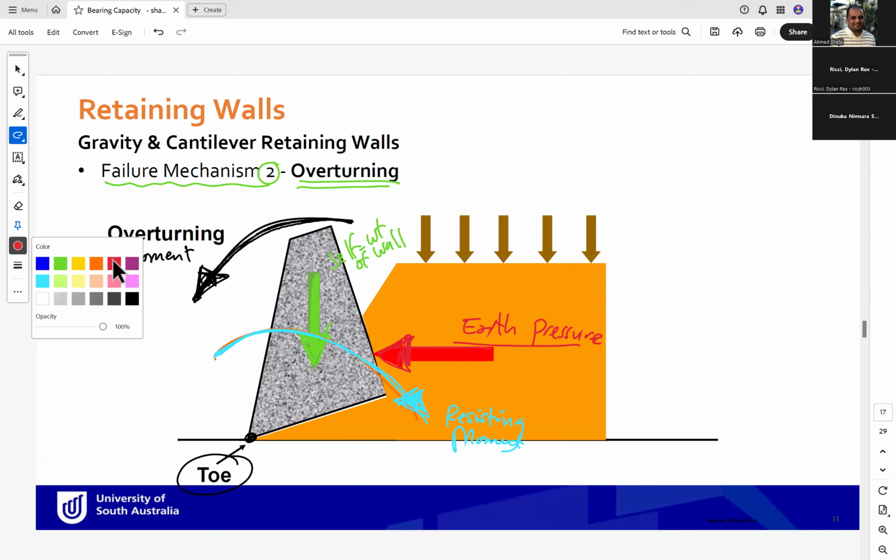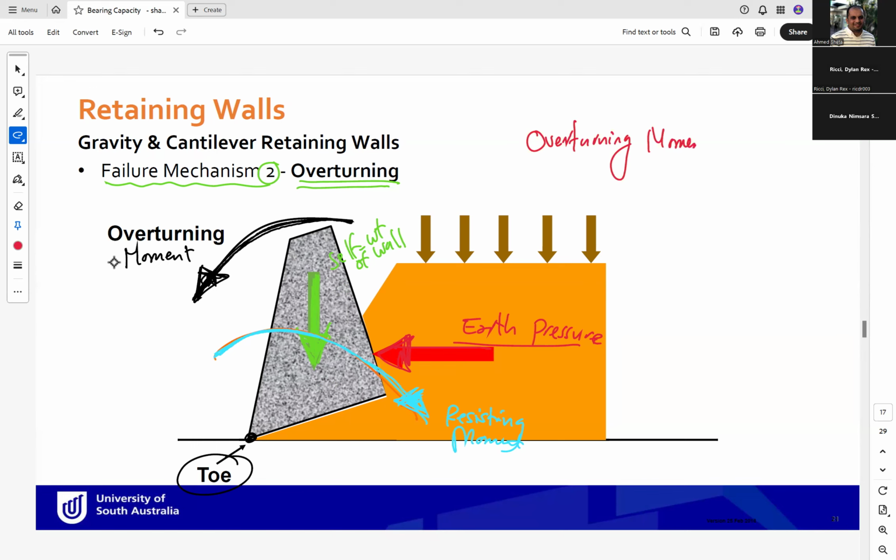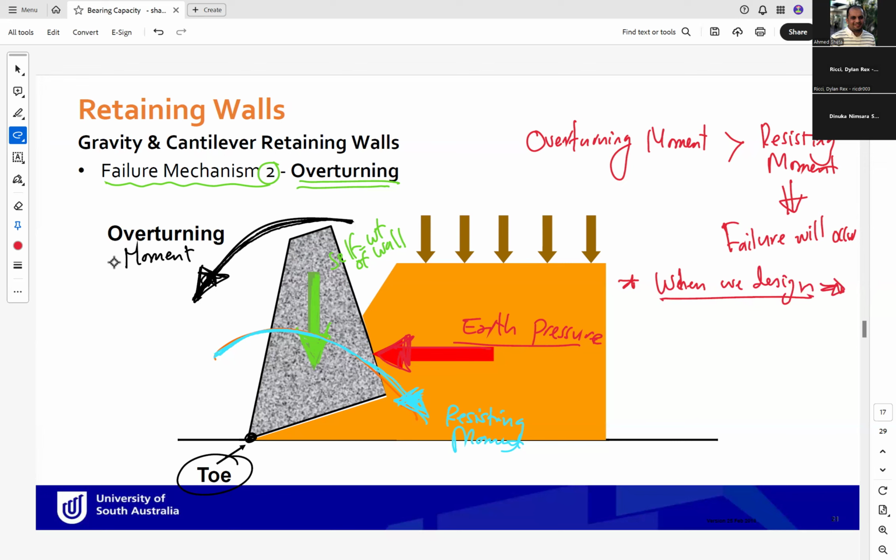The failure mode will happen if the overturning moment is more than the resisting moment, which means that failure will occur. Okay, so again, when we design the wall, the resisting moment should be more than the overturning moment.